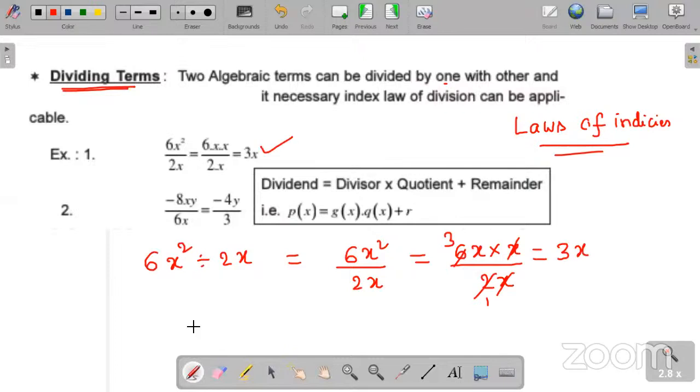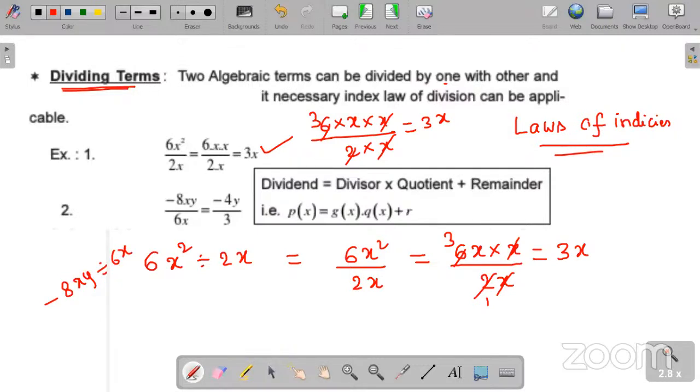Clear? I hope. Otherwise, the same we can write like this also: 6 into x upon 2 into x. x cancels, 2 ones are 2, 2 threes are 6. It will be 3x. Suppose you want to find minus 8xy divided by 6x, how do you find it?